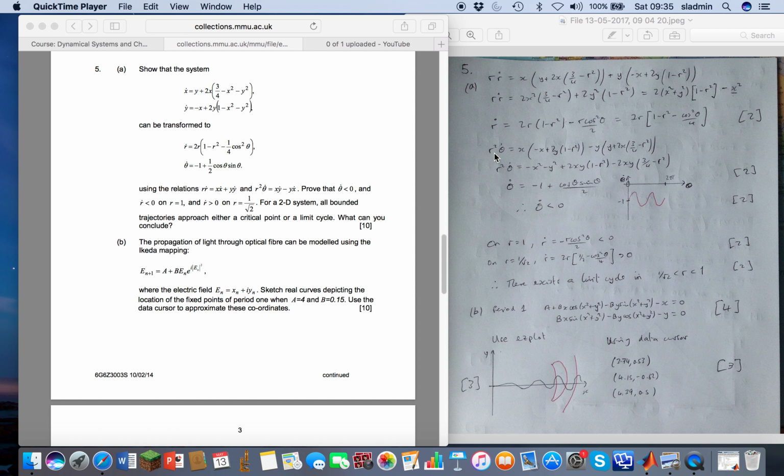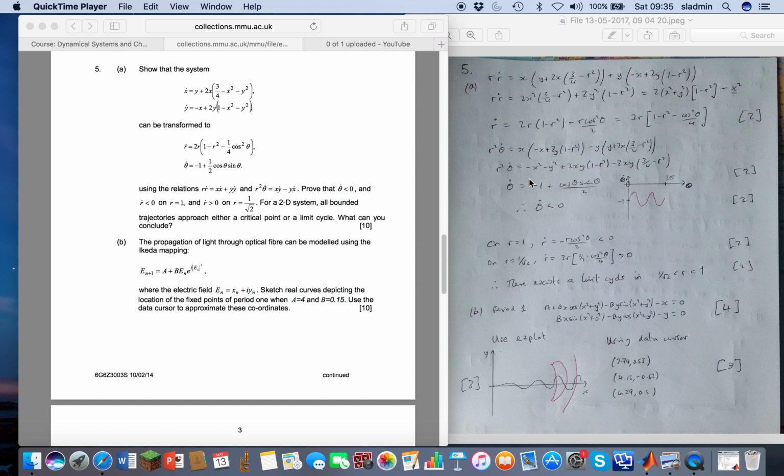To find theta dot, we use r squared theta dot equals x y dot minus y x dot. Again, we replace the x squared plus y squared with r squared to make the computations easier. So here is r squared theta dot. We simplify this, remembering that x is r cos theta and y is r sin theta. And here is our expression for theta dot.